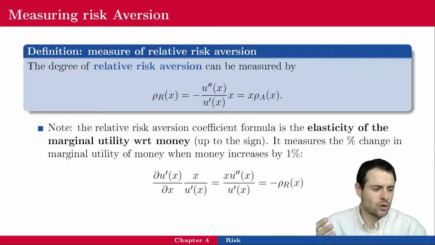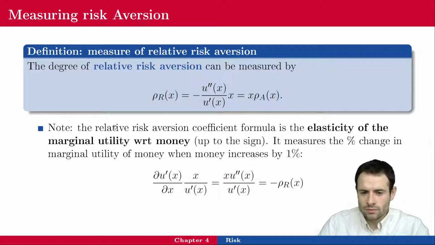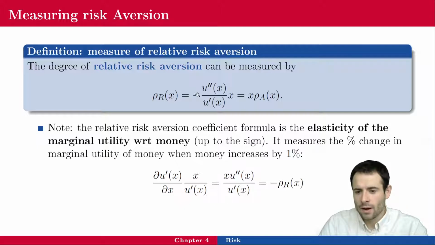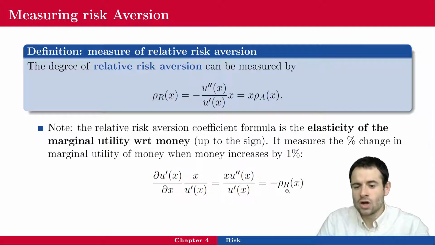A side note about relative risk aversion. Why is that an interesting concept? The relative risk aversion is the elasticity of the marginal utility with respect to money. Forget about the sign. It measures the percent change in marginal utility of money when money increases by 1%. If you remember the definition of elasticity, it is the derivative of whatever quantity you look at, u prime, with respect to x, times x over u prime. So, the first term here, the derivative of u prime with respect to x, is going to be u prime prime, right? And the second term is x over u prime. So the formula ends up being x times u prime prime over u prime. Except for the minus sign, you can see that we have pretty much the relative risk aversion coefficient.